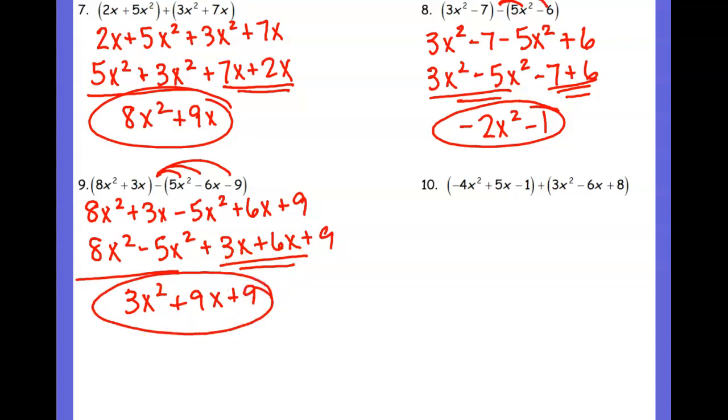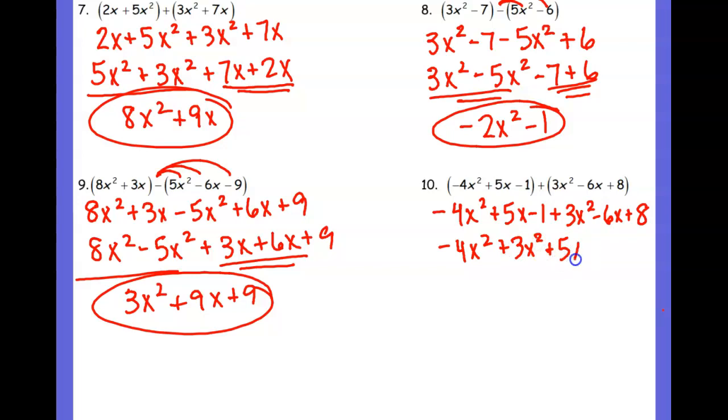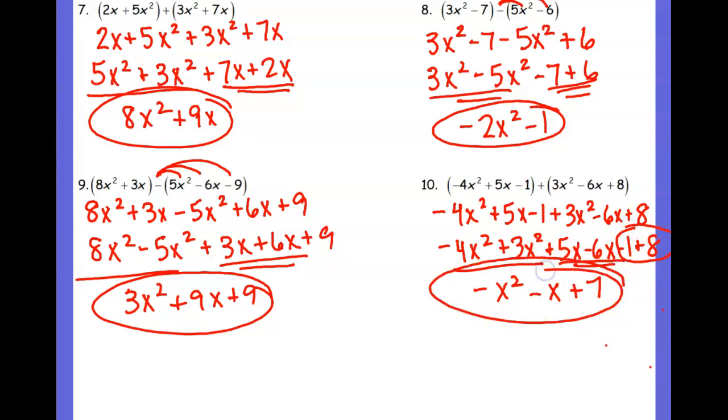All right, and the last example that we're going to go over today. All right, now we're distributing really just a positive 1, so we can just get rid of the parentheses. Negative 4x squared plus 5x minus 1 plus 3x squared minus 6x plus 8. I'm going to rearrange them. Negative 4x squared plus my 3x squared, so I'm grouping my like terms, plus 5x minus 6x, minus 1 plus 8. Okay, so when I combine them, my negative 4x squared plus 3x squared is negative x squared. Then I've got 5x minus 6x, so I get a negative x. And then I've got a negative 1 plus 8 is plus 7. And there's our answer. Okay, so just kind of a quick video showing you how to combine the like terms.